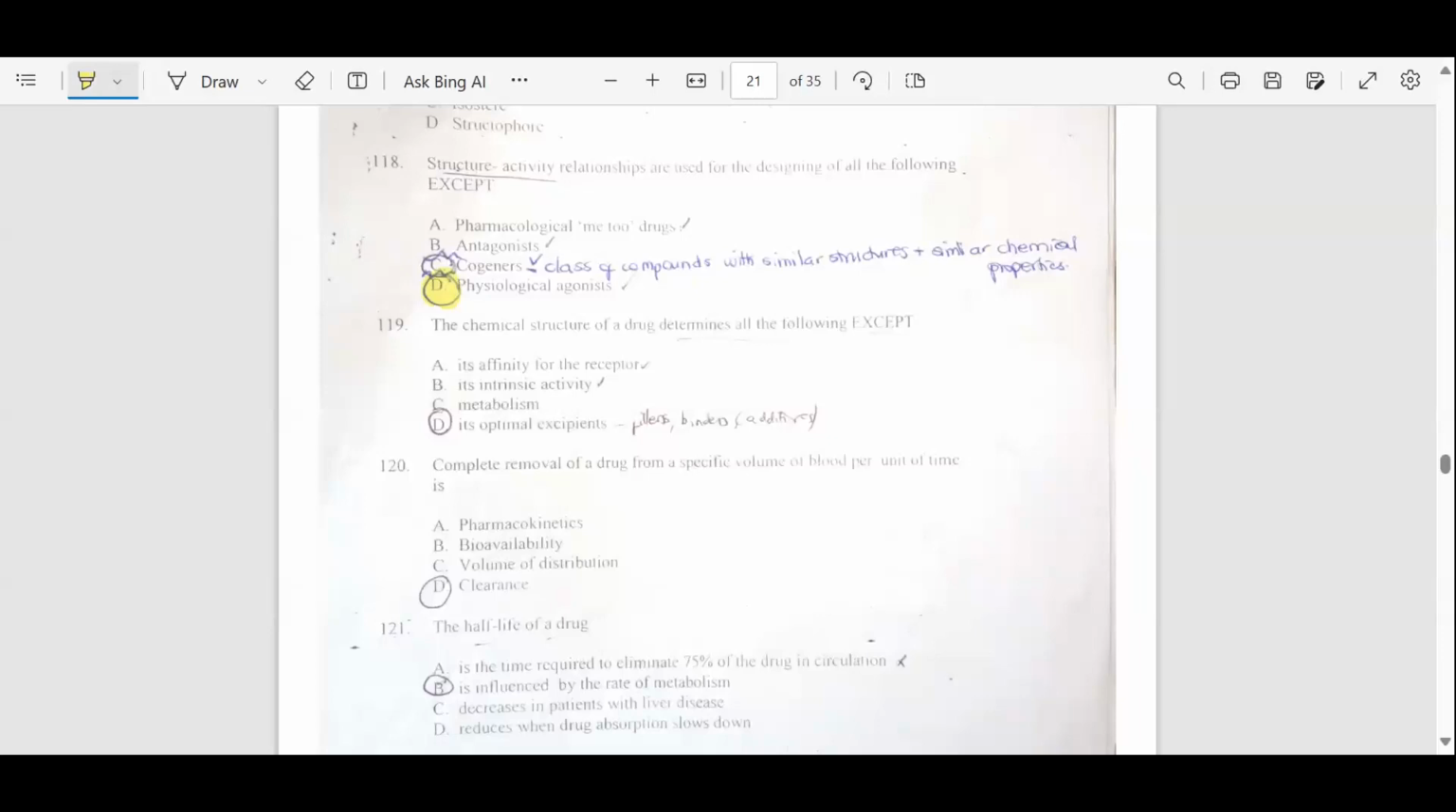Yes, physiological agonist. Explanation. Continue. Who was that? I'm saying I think it's congeners. You think it is C, congeners? Oh, congeners. Yeah. I think I also agree with her.